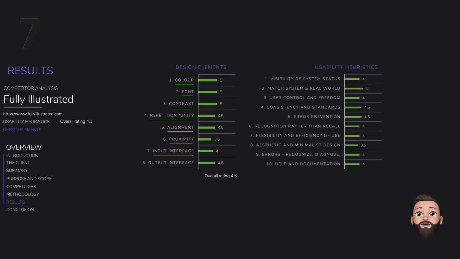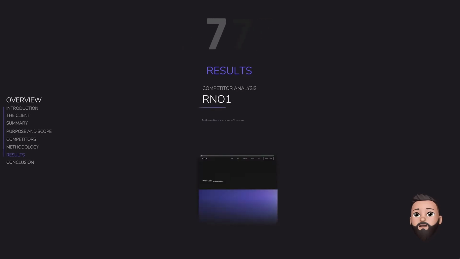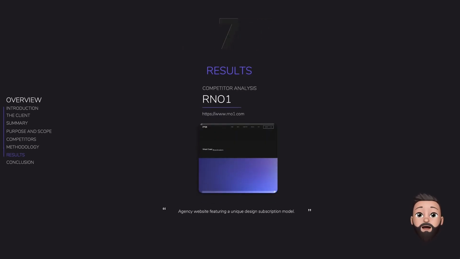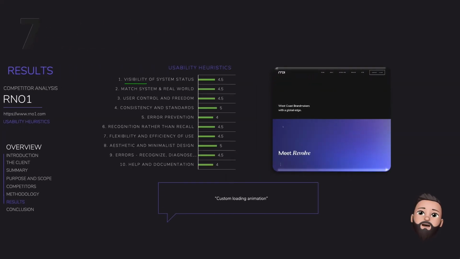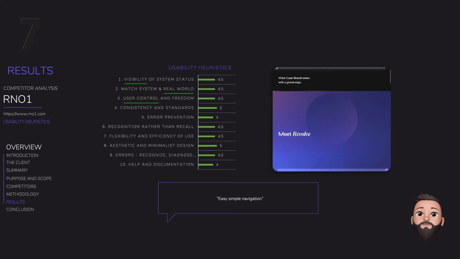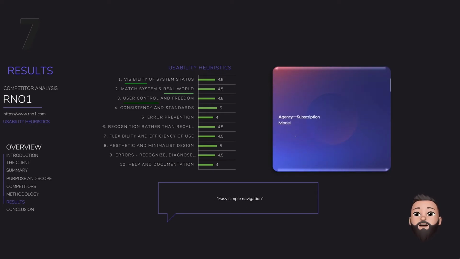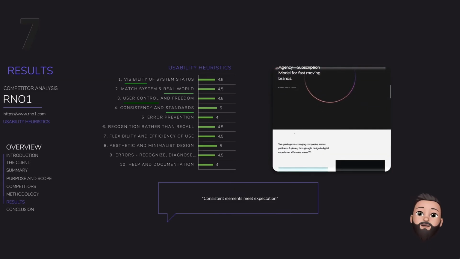And lastly is RNO1, an agency website focusing on design, development, and building branding, showcasing unique products in a professional and minimalistic format. The website showcases custom loading animations and demonstrates a professional tone of communication with strategic wording and a strong sales pitch. Users can navigate forward and back freely at any time unhindered, and all elements are consistent with expectation and industry standards.